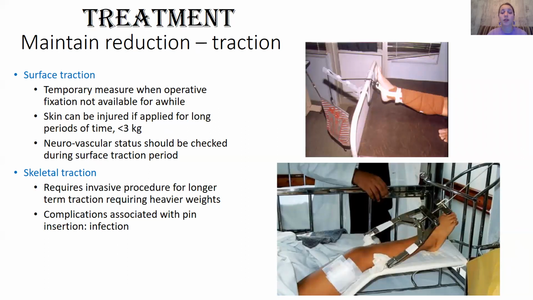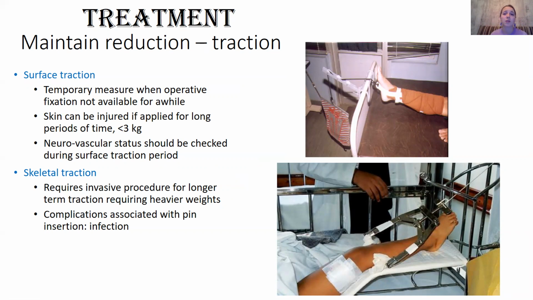It's still a conservative method, but associated with pin insertion. The method is to maintain reduction by traction. It can be skeletal traction, when we insert a pin across the bone and apply traction by loading, or surface traction, when we take a plaster or other devices like on this picture and perform the loading without pins across the bone.